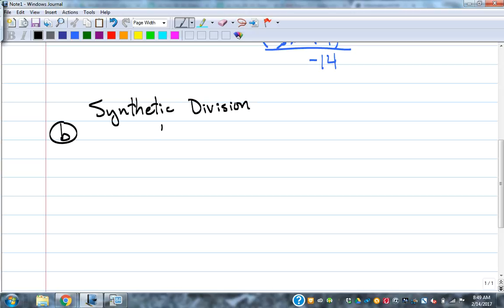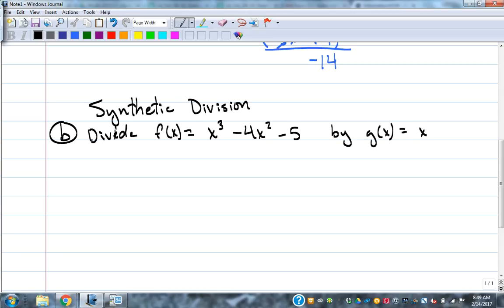The setup is the same. We're going to divide f of x, which is x cubed minus 4x squared minus 5, by g of x. Same problem, we're going to do it with synthetic division, see how that works. This is how I draw my synthetic division box. I don't know how Coach Mac does it. This is how I draw them, and it doesn't matter, as long as it's the same part.